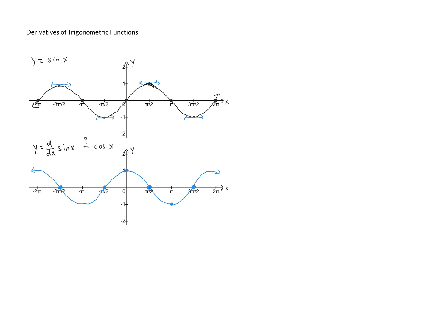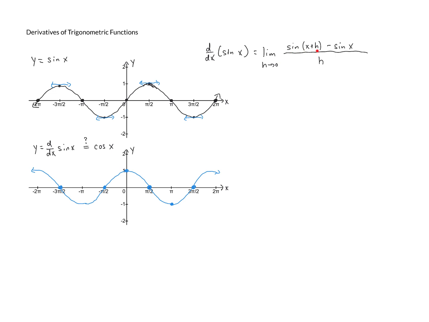But to know for sure, we need to look at the limit definition. So let's take a look at the derivative of sine of x. So this is going to be the limit as h approaches 0 of sine of x plus h minus sine of x all over h. Now, we need to do something because this is an indeterminate form. We cannot just plug in 0 here.